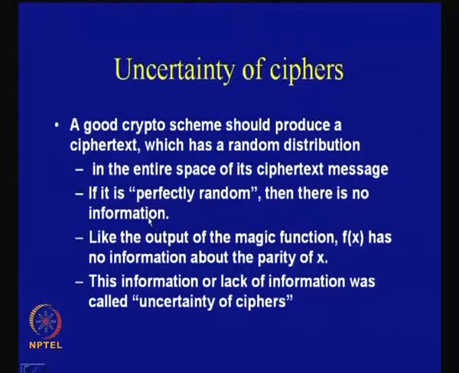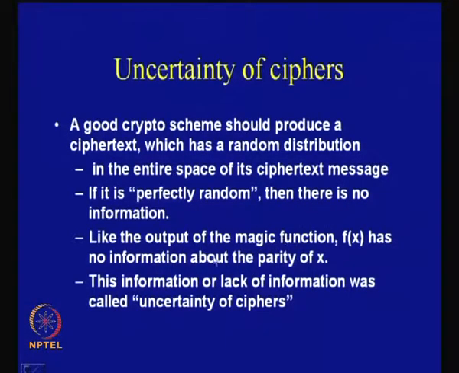So, a lot of terms are being coined here, like information and the notion of perfect randomness. We will try to make these things more concrete and more mathematical as we proceed. But now let us try to understand them intuitively. When something is perfectly random, it is not giving us any extra information, right? So, the idea is that it has zero information content.